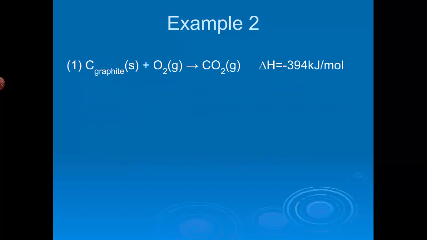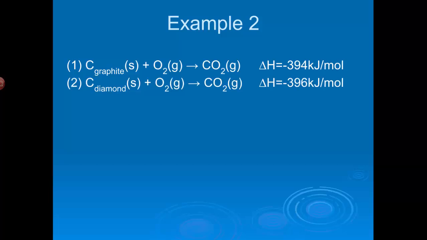So the first thing we need to do is look at the equations. Here's the equation for the combustion of graphite. Graphite plus oxygen goes to CO2, and delta H is negative 394 kilojoules per mole. Here's the second equation. This is for the combustion of diamond: negative 396 kilojoules per mole.